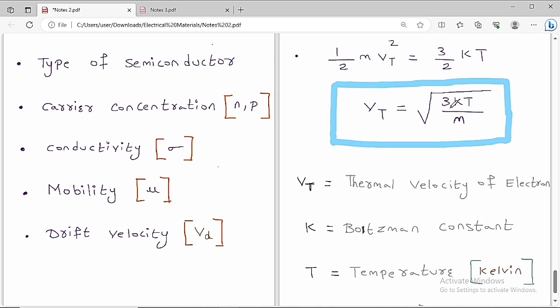So 3 axes we have: X axis, Y axis, Z axis. So the electron has 3 degrees of freedom, because it can be either in the X axis or Y axis or Z axis. So the value is 3. So Vt is equal to 3 into K into T by m. It's a very important formula that you need to remember.